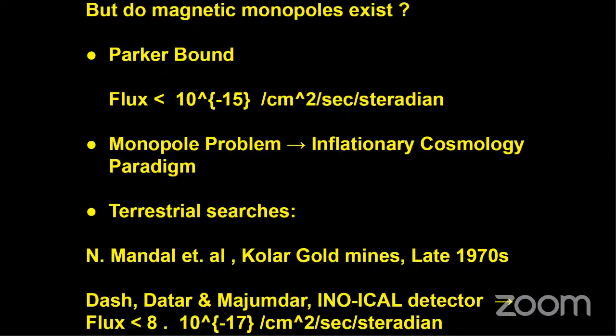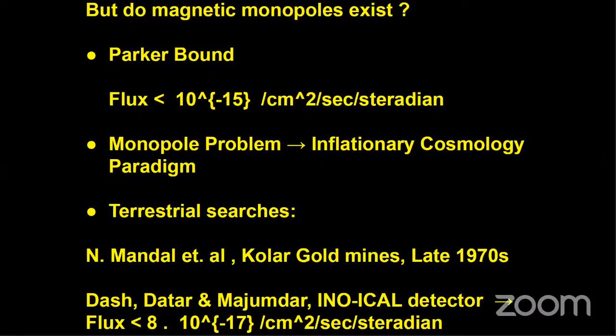And similarly, the other problem of the closeness to a flat universe. Let me not go into it, but let's come to other searches. Here there's a typo. It should be MONDAL. This is Professor Nabo Mondal. In the late 1970s, Professor Mondal and other members were involved in searching for magnetic monopoles at the observatory in Kolar gold mines.